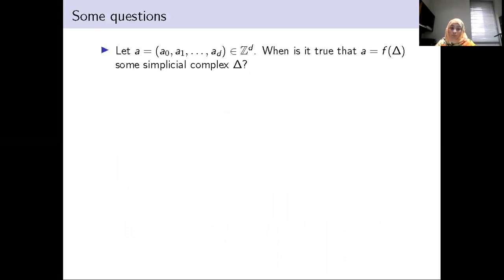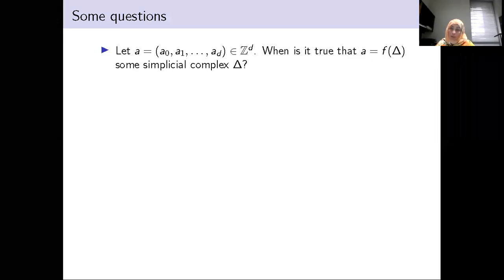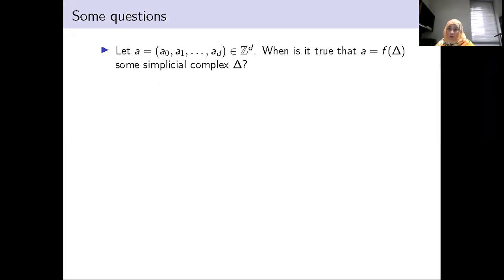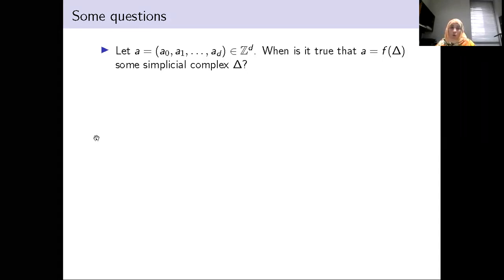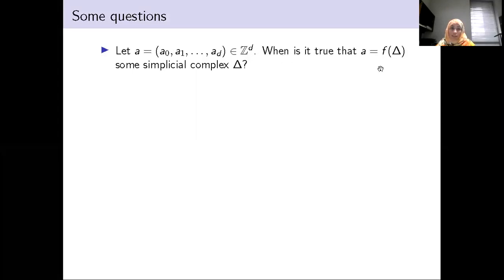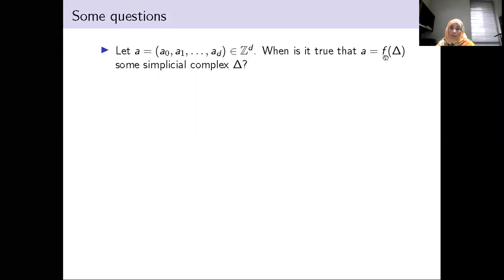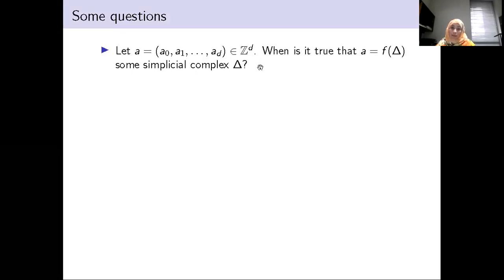So you know that we have some combinatorial data, which is just counting the face vector, the number of faces of the simplicial complex. So let's ask this question: if you have any arbitrary vector of positive integers, when is it true that a is the face vector, the f vector, of some simplicial complex? Is it always true that if you consider any vector of non-negative integers, then it will become an f vector of some simplicial complex or not?